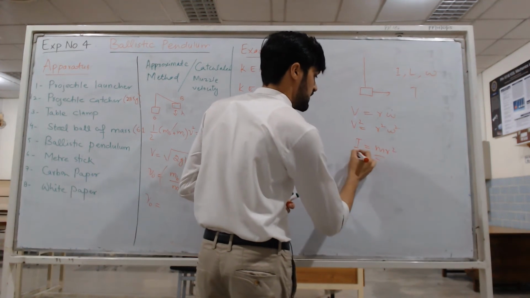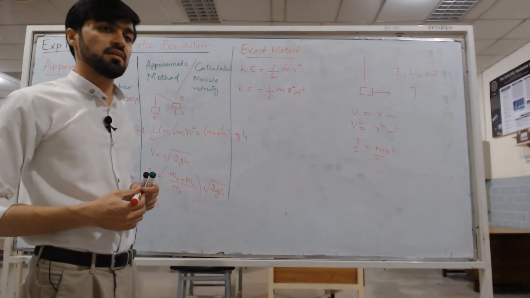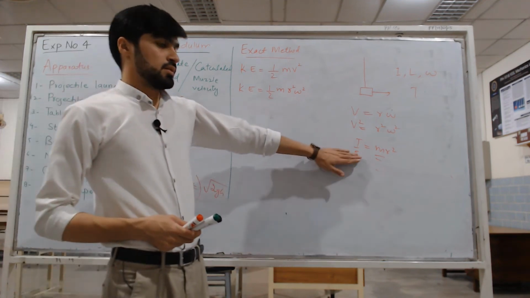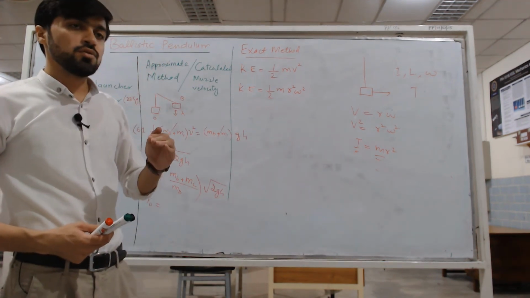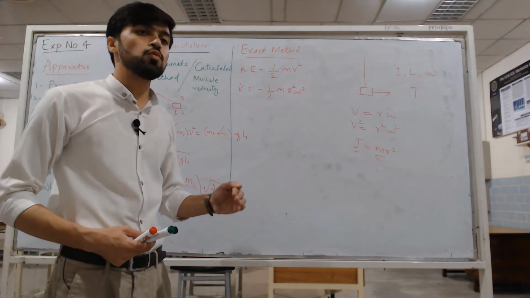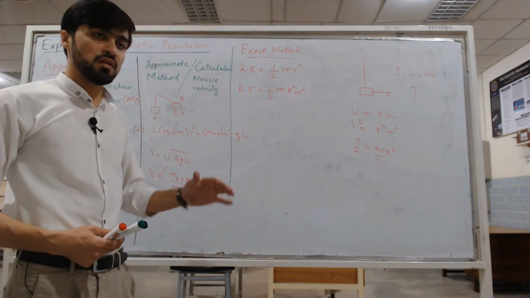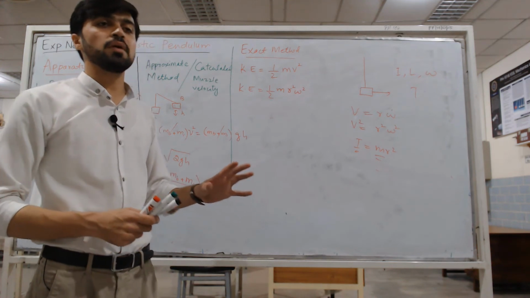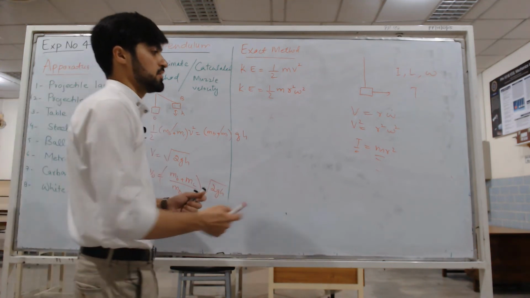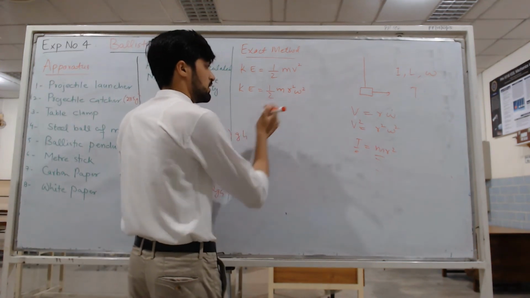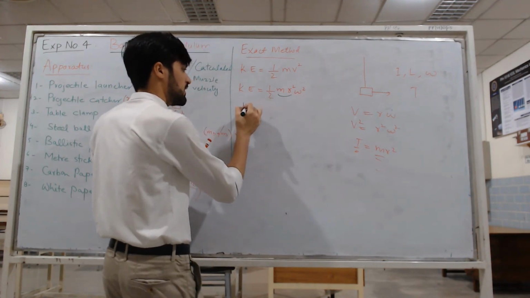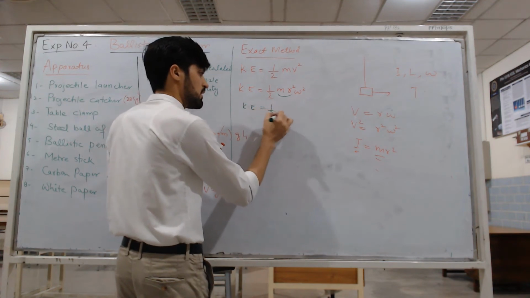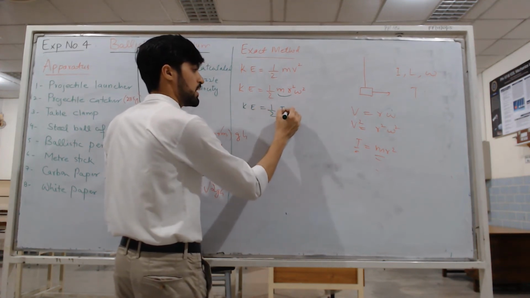This is the inertia. Inertia is the property of a body to resist any change in its state. Whether it's at rest and you want to disturb its state, it will try to maintain it. If it's moving and you want to stop it, it will try to maintain its state. So this is inertia. So m r square will be replaced by I, and kinetic energy is equal to half I omega square.